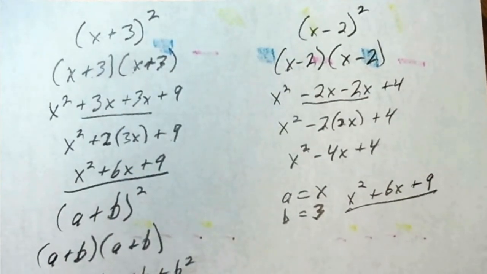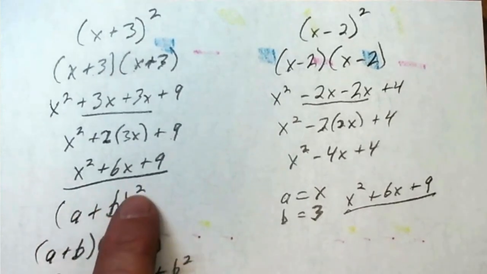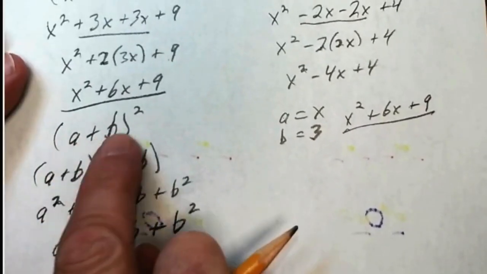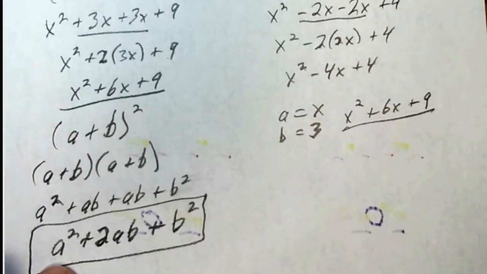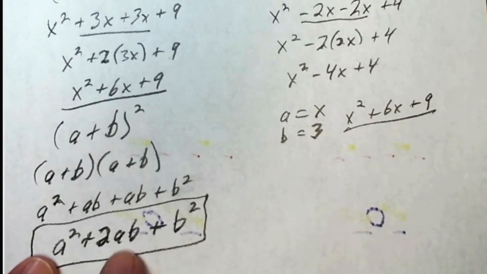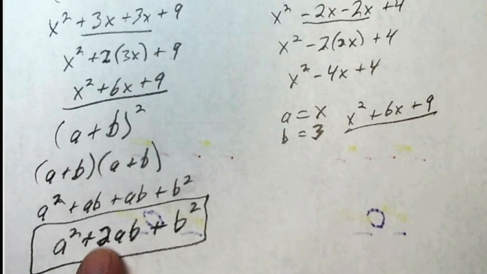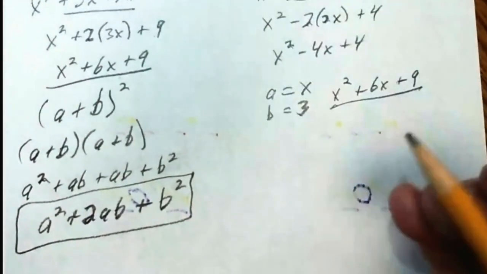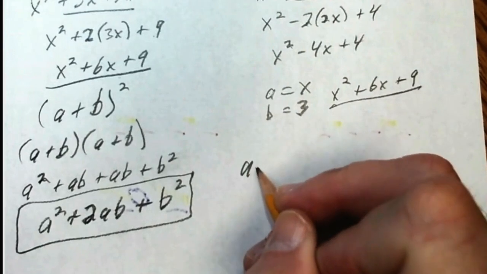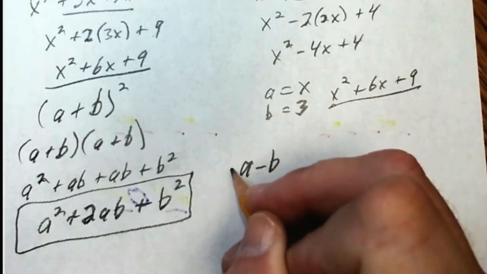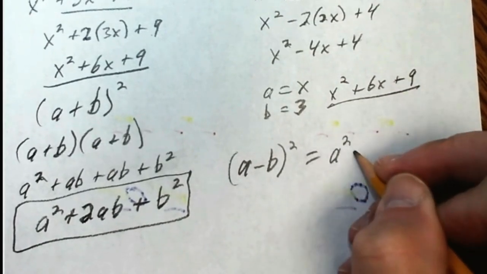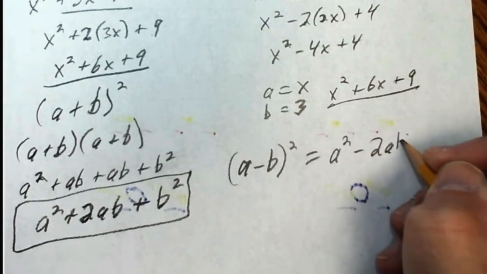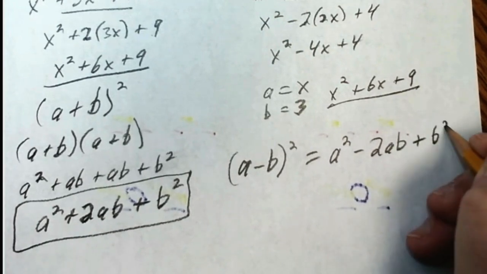There's a pattern. When you take a binomial and square it, there's a pattern. A plus B squared equals: you square the first term, you square the last term, you multiply the two terms together and double it. The only difference with this one, if you have A minus B, is that it's going to be A squared minus 2AB plus B squared.